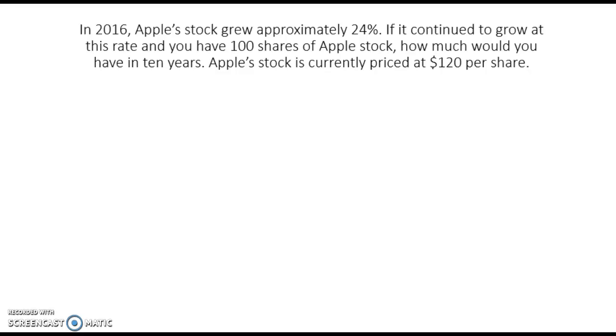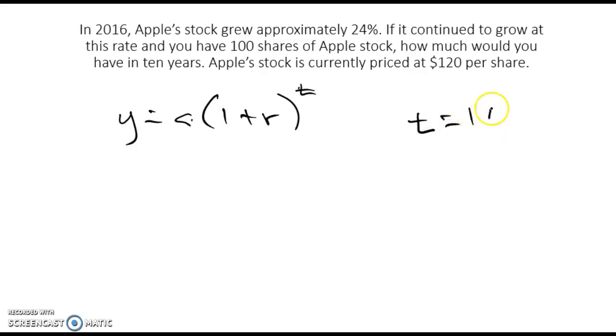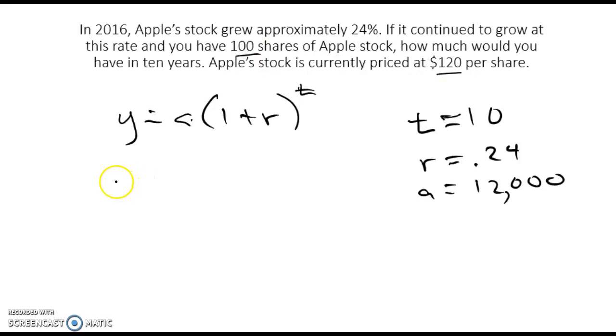We're going to use the same formula. So we're going to use y is equal to a times 1 plus r to the t power. Our t is 10, and our r is 0.24. I already changed it to a decimal. And our a is going to be 12,000, because I went ahead and multiplied: we have $120 per share for 100 shares. And now we're just going to plug in the numbers and solve it.